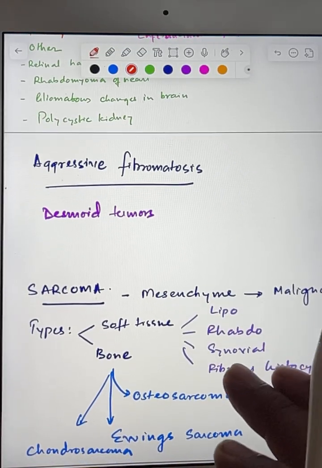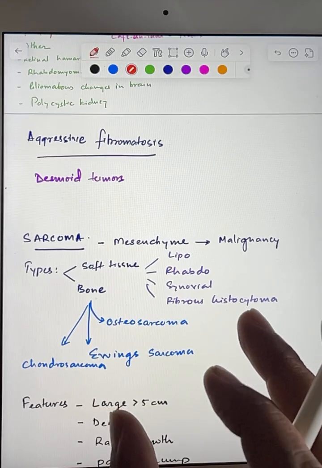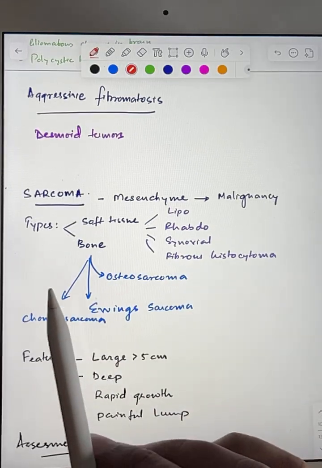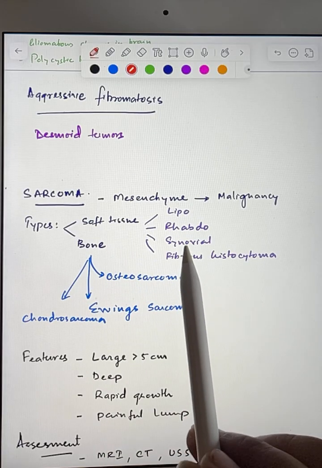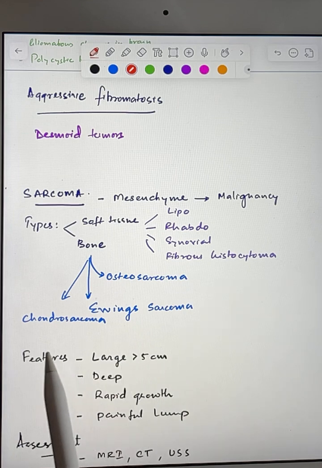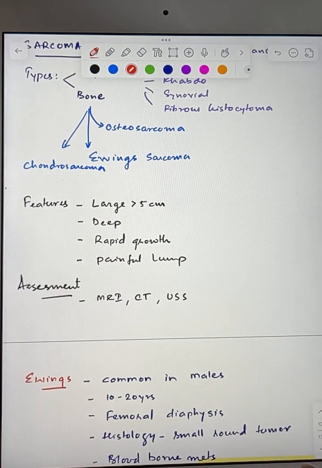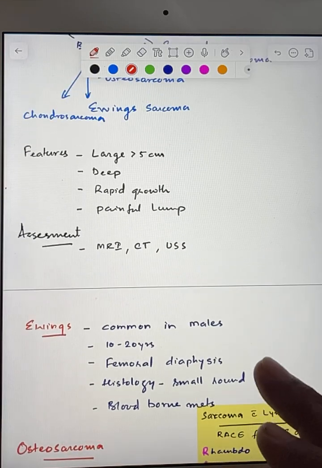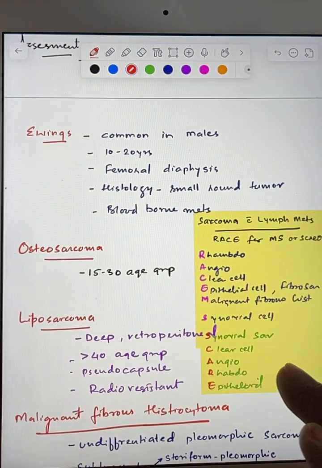Aggressive fibromatosis, desmoid tumor. Sarcomas are again mesenchymal. Types: soft tissue and bone. Soft tissue: lipo, rhabdo, mesenchymal tumor, synovial. Bone: osteosarcoma, Ewing sarcoma, chondrosarcoma. Sarcomas are larger in size, rapidly growing. Assessment by MRI. Ewing's is common in males, femoral diaphysis, histology is small round cell tumors.